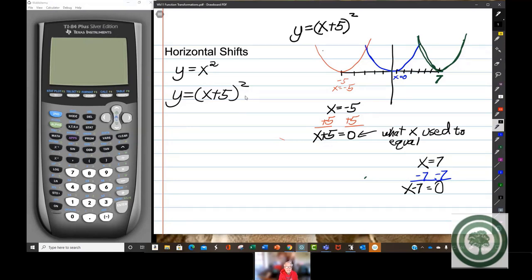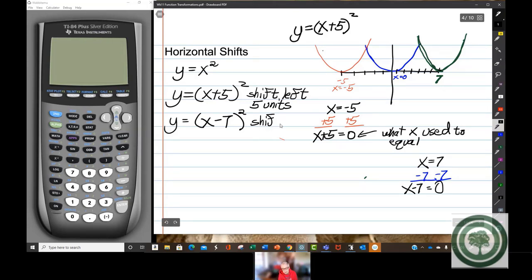Means shift left 5 units. Here. Means shift right. Five units. So horizontal transformations take more thinking.